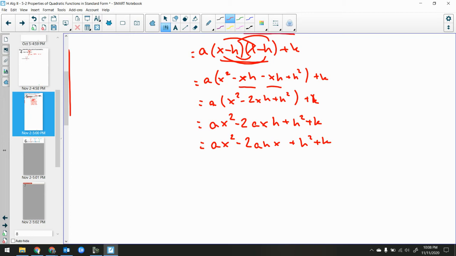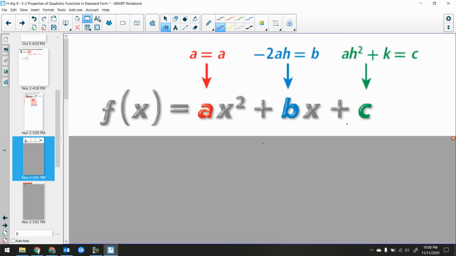All right, so let's take a look here. It was ax squared plus bx plus c. Do we see how these things are relating now? A ends up being a, negative 2ah is b, and this whole h squared plus k ends up being c. Ooh, that's kind of funky, right? So these things are relating to one another here.